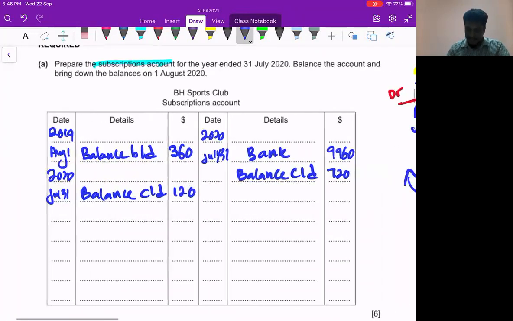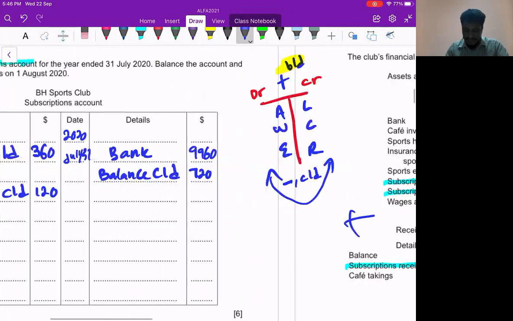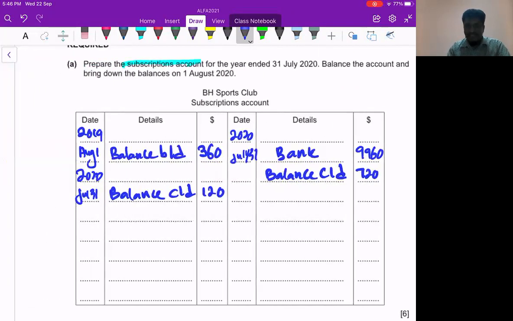120. 120, right? Yes. Then after that, that's it. The four things that I highlighted for the subscription account are already put here. So now we balance up. Just leave one line, then a double line. See which side is bigger. I feel the credit side is bigger. So credit side, how much? 9960 plus 720, I get 10680.